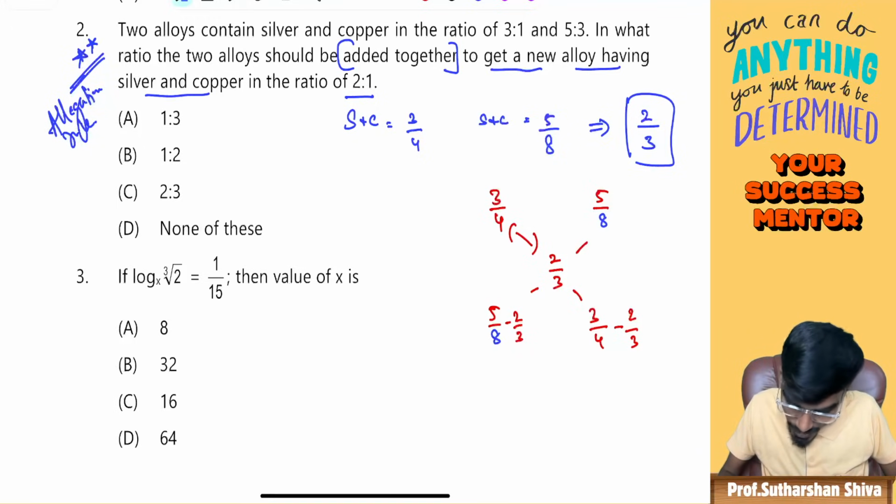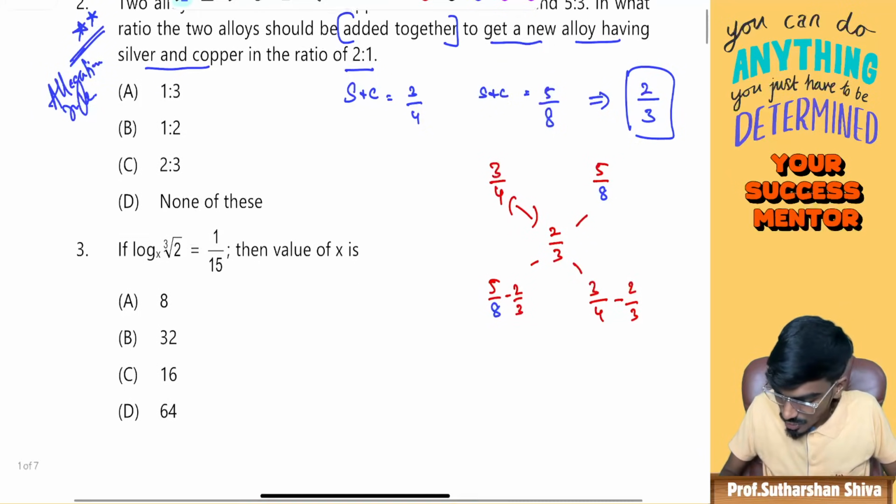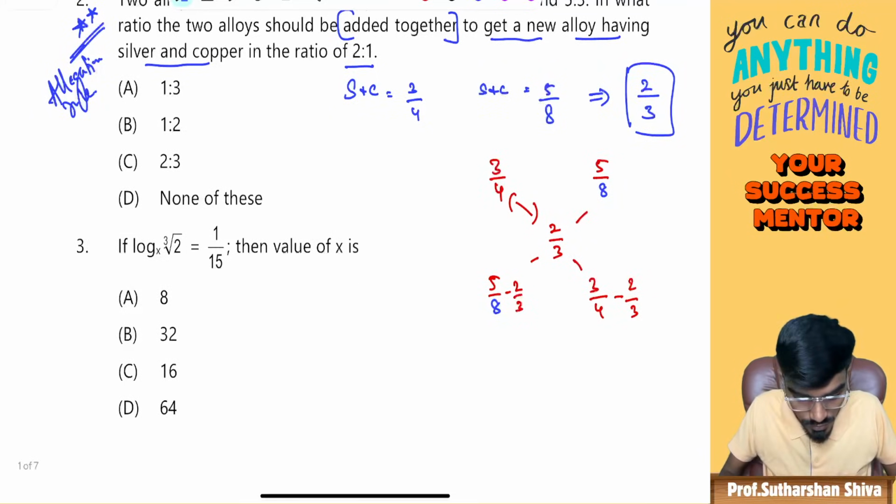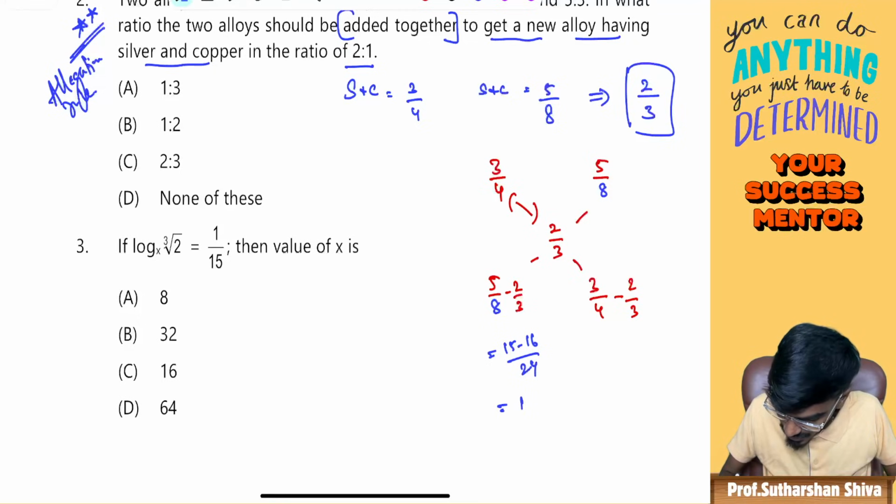So it is 5 by 8, or 2 by 3 minus 5 by 8. That is not going to have any impact. So we will be writing 15 minus 16 by 24, which is nothing but 1 by 24. 4 3s are 12, 9 minus 8 by 12, which is 1 by 12.